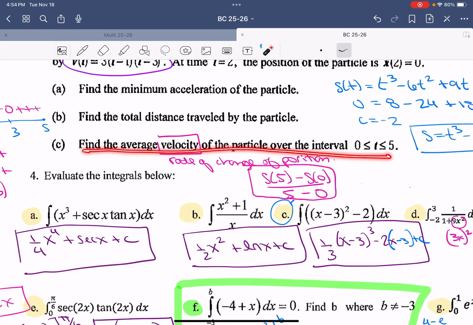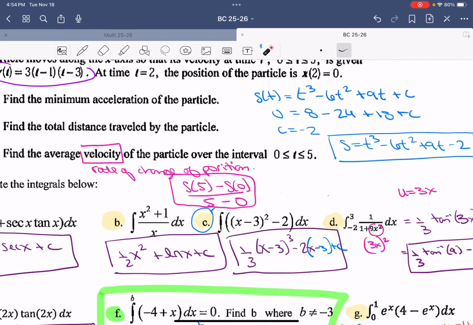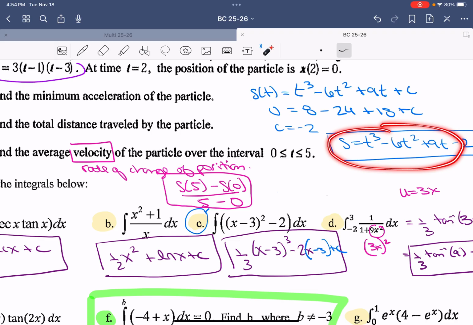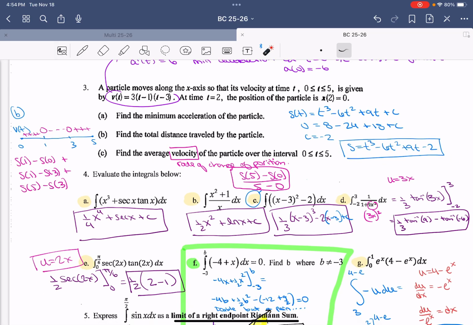Average velocity of the particle. Maybe some of you just ask yourself, well, what's velocity? Velocity is nothing other than the rate of change of position. So the average rate of change of position over this interval would be s of 5 minus s of 0 over 5 minus 0. Again, you'd plug that into your s function here. I am not doing that for this answer key because I know that you know how to do that.